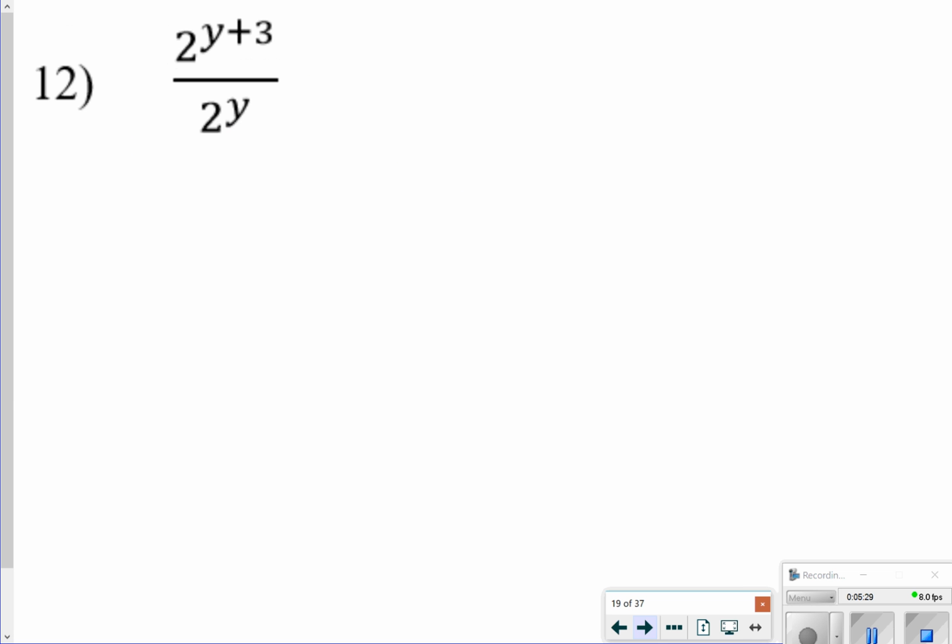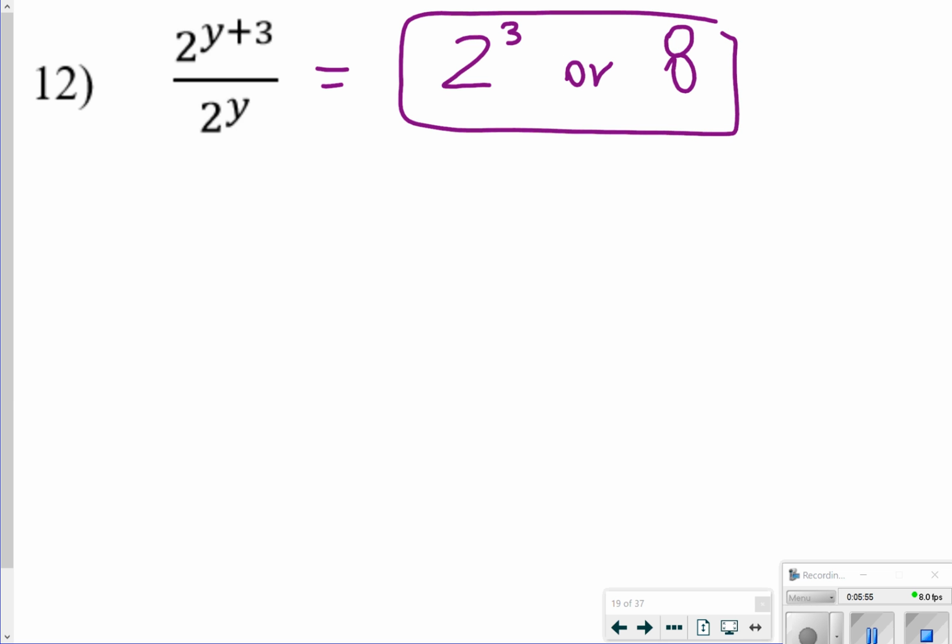For number 12, it looks like I have a few different things I could try here. Notice I do have two y's that I can cancel out, or y minus y would just equal nothing. So if you wanted to, you could cancel those out, and you would essentially be left with 2 to the 3rd power, or an 8 here. The reason is because you can cancel out these 2's, and you're still left with 2 to the 3rd over that.